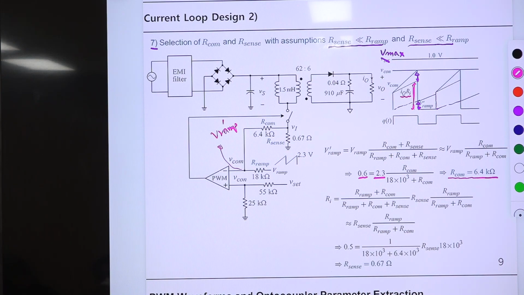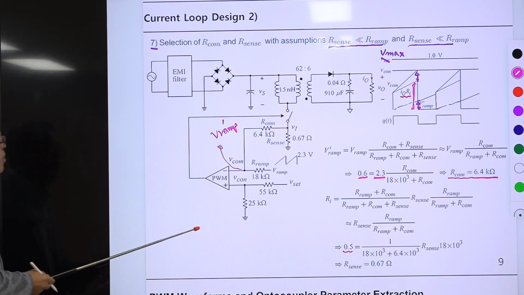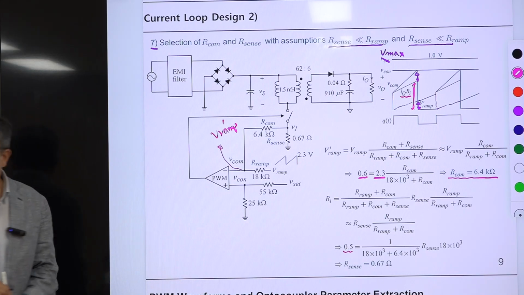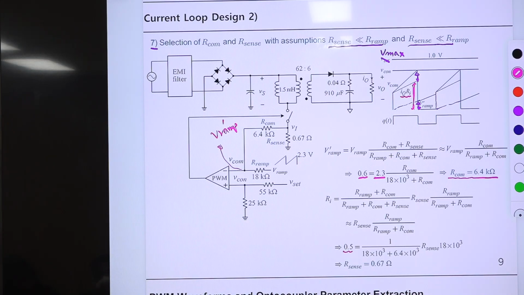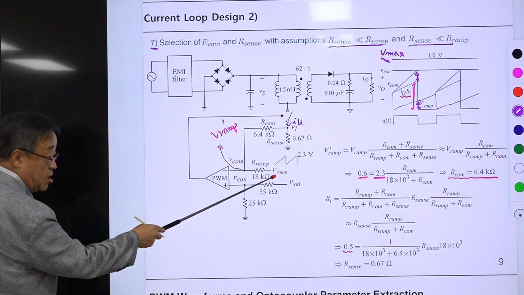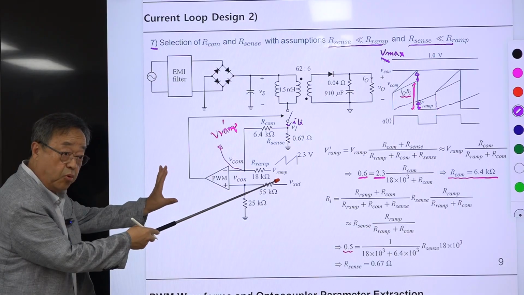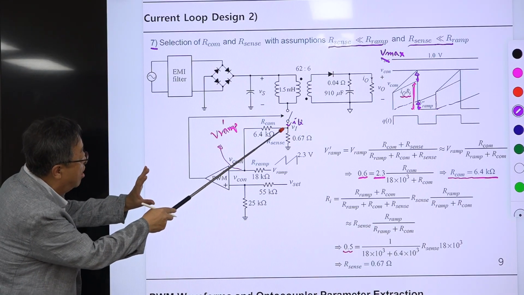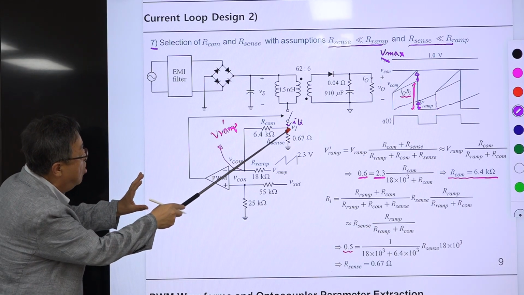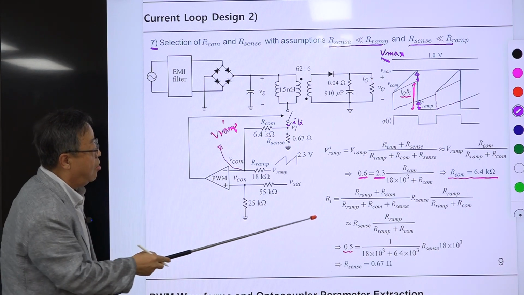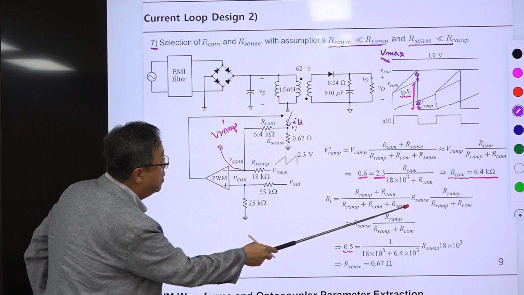Okay, second one is Ri. The desired value of Ri was 0.5. So 0.5 is the current sensing network gain. So IQ is coming down from the switch. So this is the IQ. Some of the IQ is going this way. Assume this is grounded. I'm talking about the superposition. So some of IQ is going here, and some of IQ is going here. That current division ratio is this one, okay?